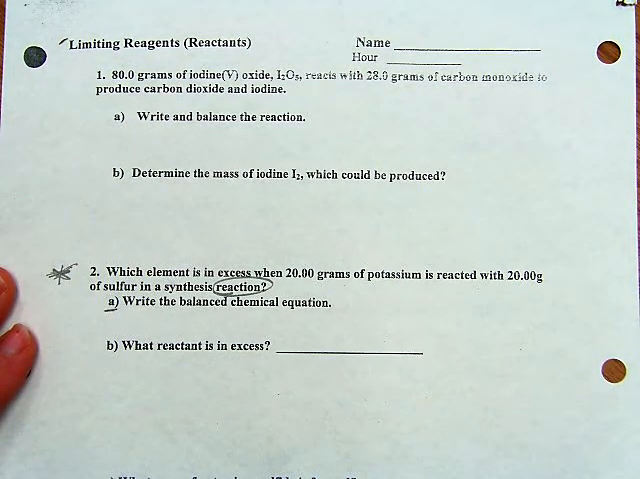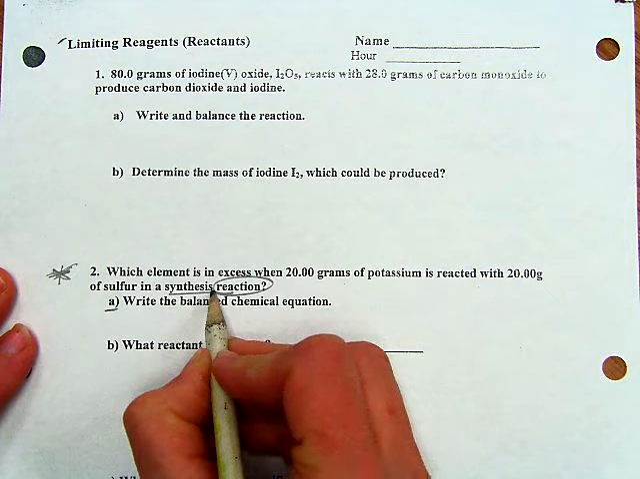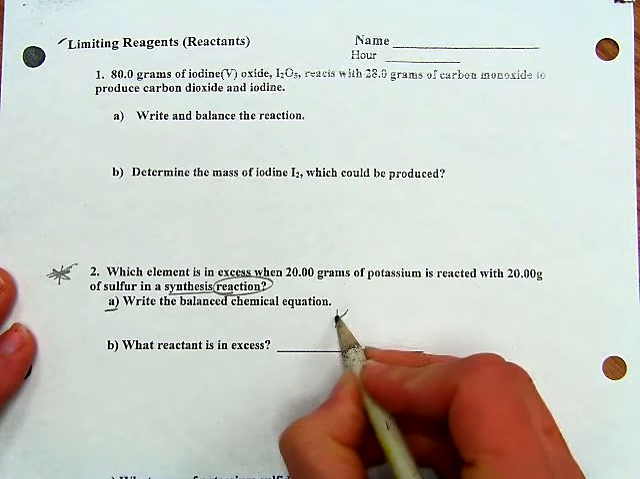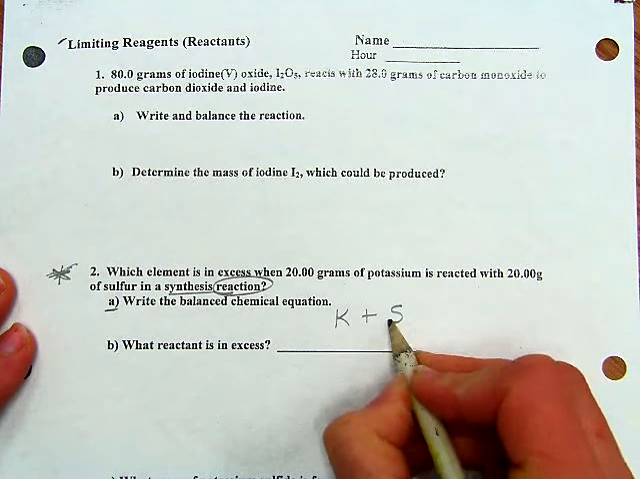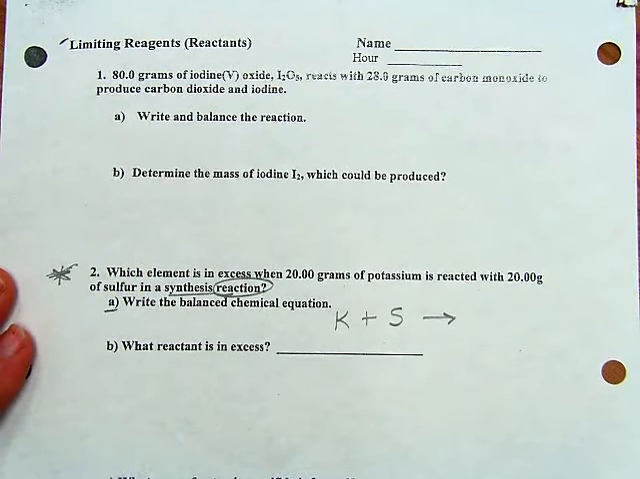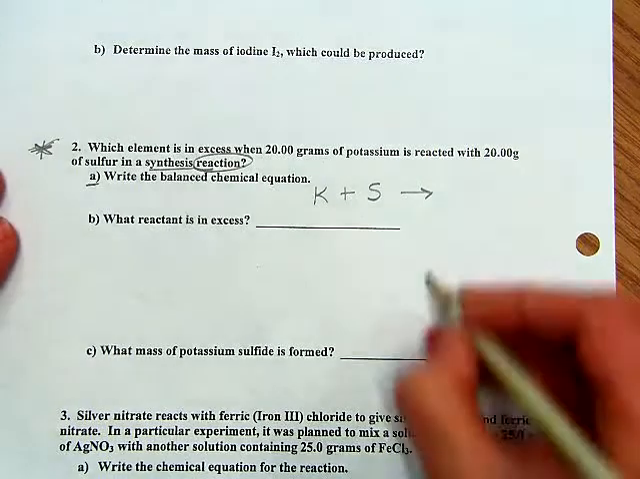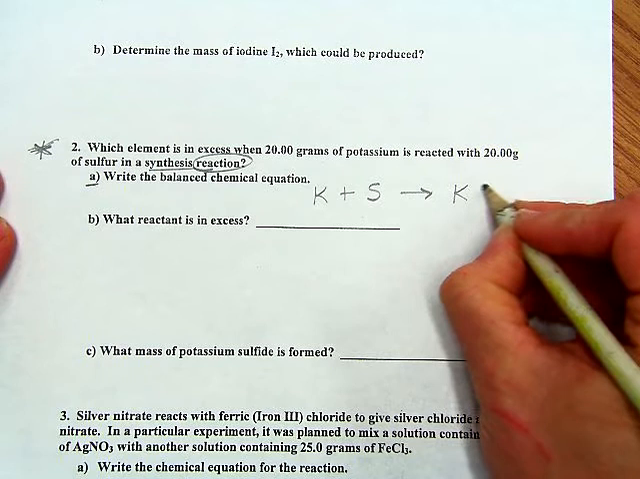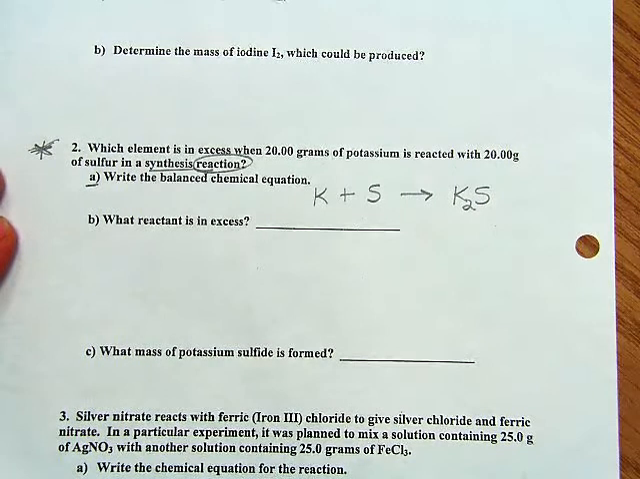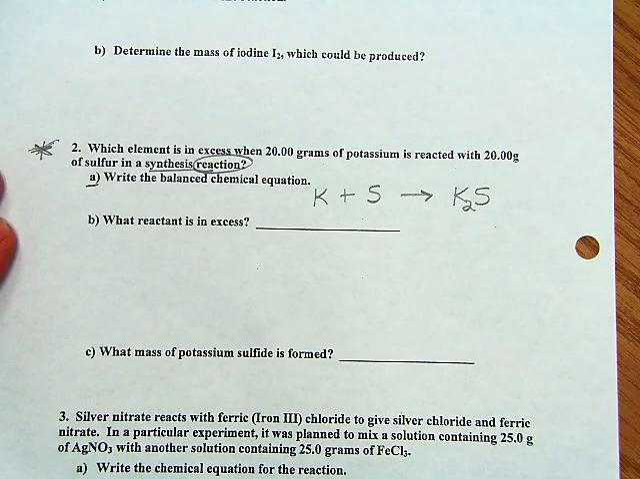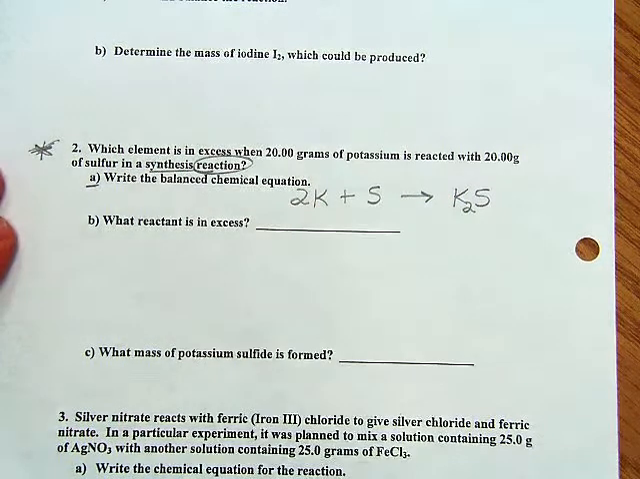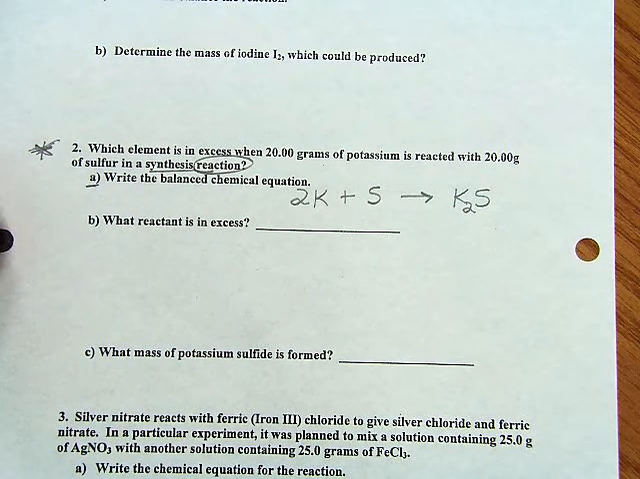All right, let's see how you did. This is a synthesis reaction. It looks like we're taking potassium and reacting it with sulfur, so this one should be easy to balance, in my opinion. Potassium is a +1, sulfur is a -2. Therefore, we would need 2 potassium ions to balance with the 1 sulfur -2 ion. That is 2 potassiums for every 1 sulfur produces 1 potassium sulfide.